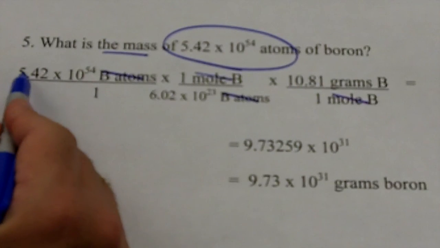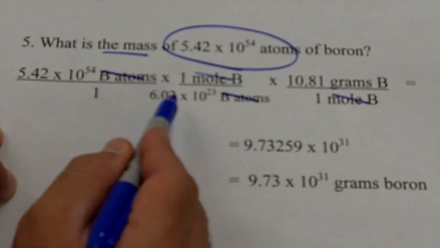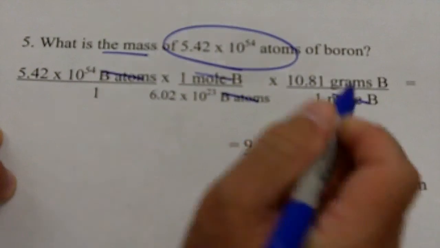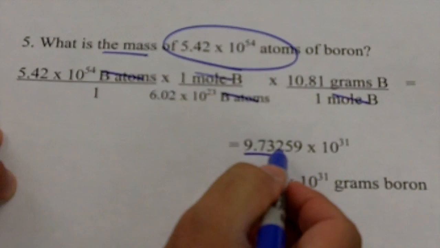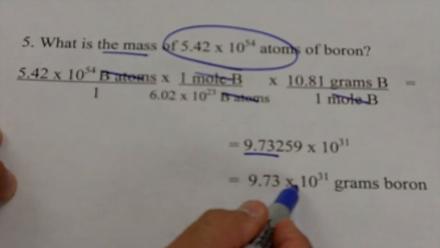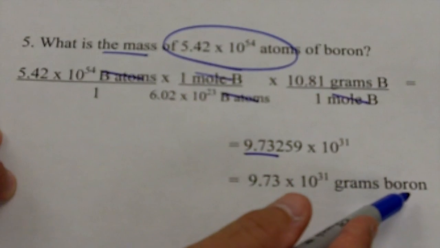We can only have, well, let's see, we've got 3 significant digits here, 3 significant digits there, 4 significant digits there. I can only have 3. I'll underline the first 3 numbers. Look to the 2, the following number, to see if it's 5 or bigger. It's not. Therefore, I'll take 9.73 times 10 to the 31st grams of boron.